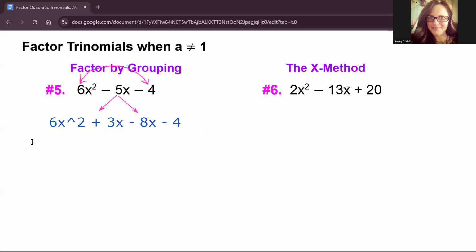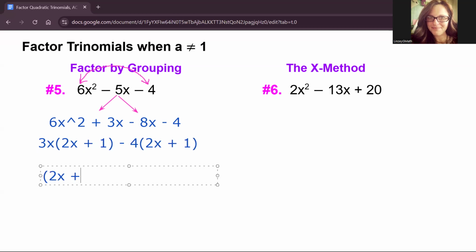I'm going to factor out the greatest common factor of the first two terms, 3x, and we're left with 2x plus 1. And then the greatest common factor of the second two terms, I'm going to factor out a negative 4. We're left with 2x plus 1. And now we can factor out 2x plus 1, and we're left with 3x and minus 4.